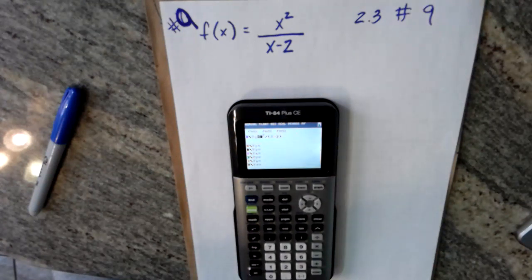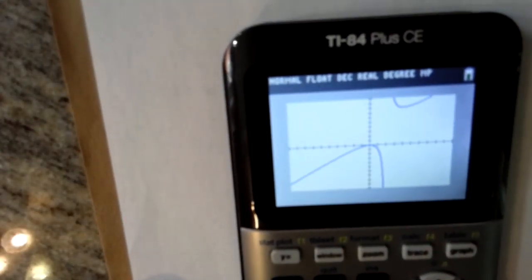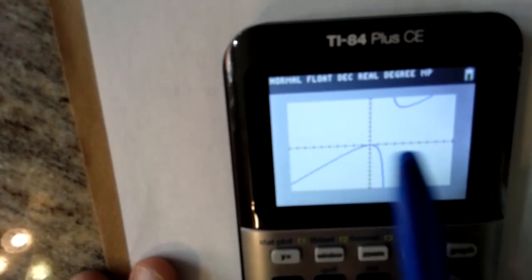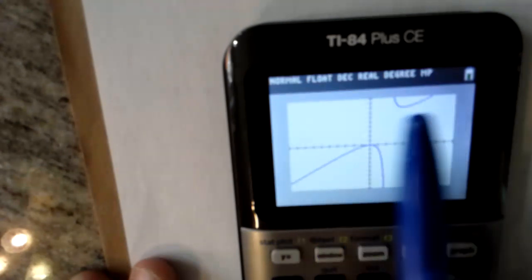This is number 9 from 2-3. They're asking us to find the horizontal tangent lines to this function. This is a really important problem. So we got it typed into my TI. That's what the graph looks like. So it looks like there's going to be a horizontal tangent line there and a horizontal tangent line there.